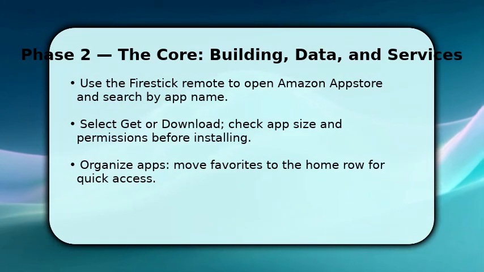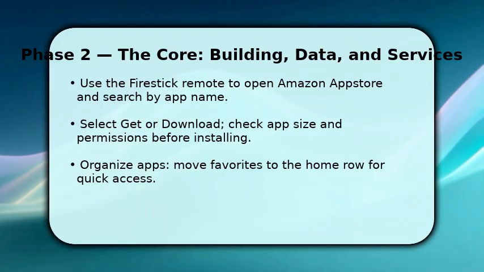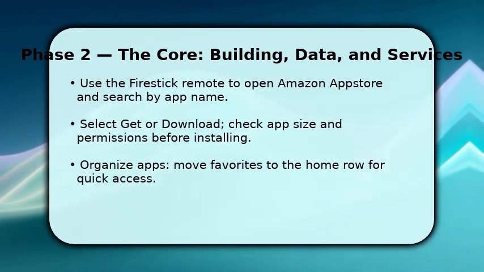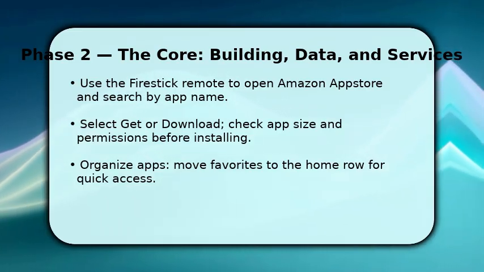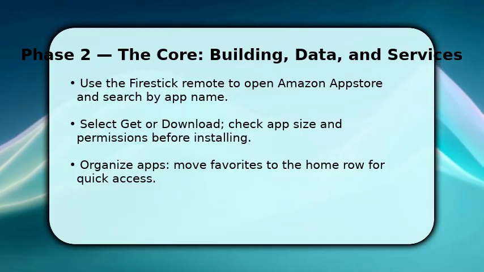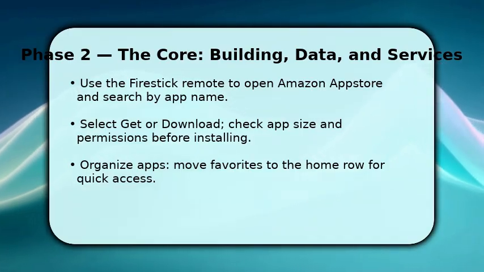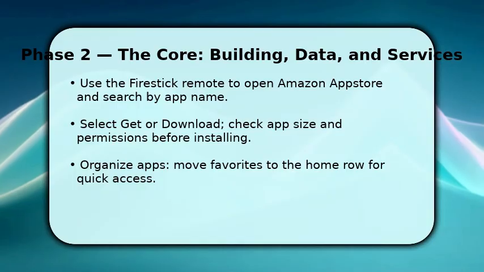Next, you open the Amazon App Store and search for the streaming app you want. Type the exact name to avoid similar listings. Tap Get or Download and watch for required permissions. Granting location or storage only when needed reduces privacy risk.